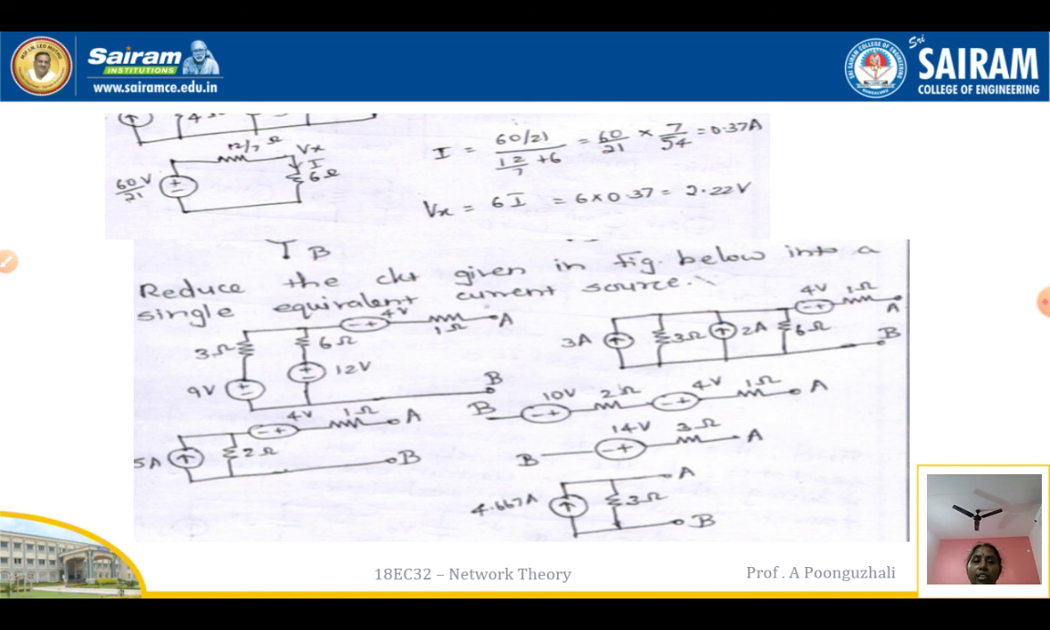Here we are going to reduce the circuit given in the figure below into a single equivalent circuit. Convert these voltage sources to current sources, then add these two current sources. Convert this current source to a voltage source, and then I can add this and have it as 14 volts with a series resistance of 3 ohms. If I convert it to a current source, that is 14 by 3, which is 4.667, in parallel with your 3 ohm resistor.